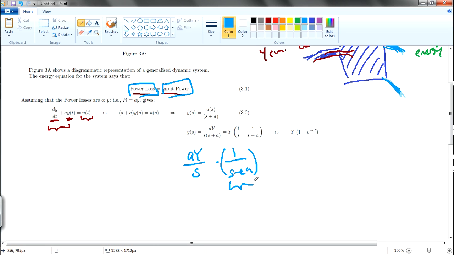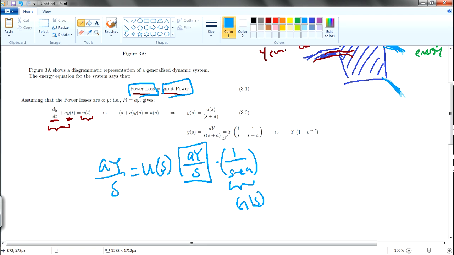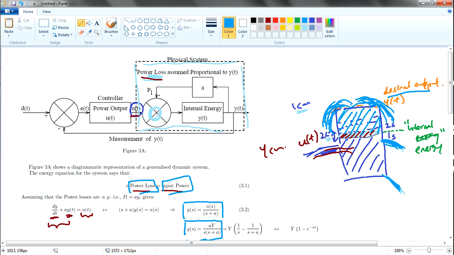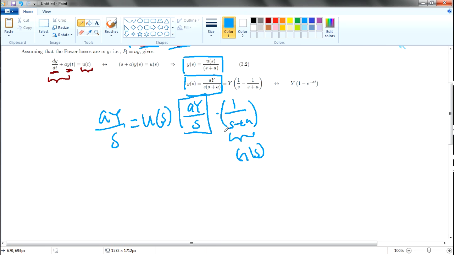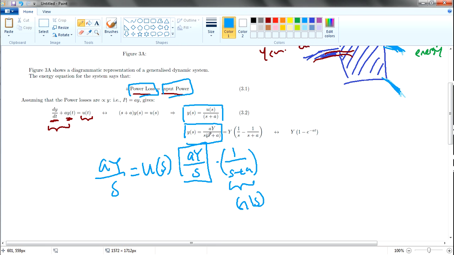So this is still our transfer function. There's no change. The only change is just that aY(s) is equal to U(s). This is simply that. So you have this relationship. You know that this is equal to this under our condition saying that input power is equal to power loss, where there is no change in the internal energy anymore. You will have this scenario.